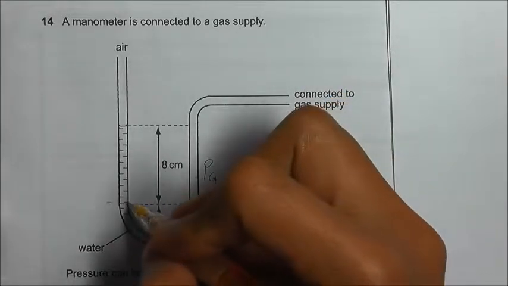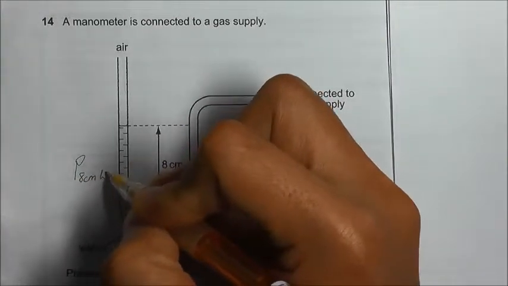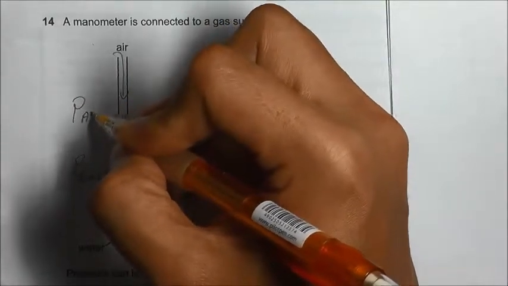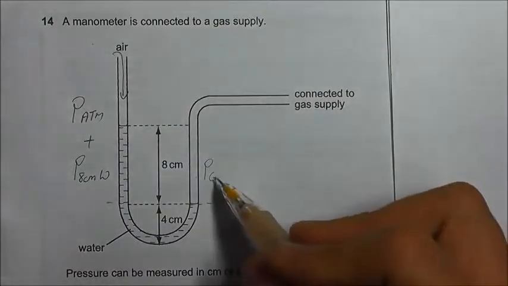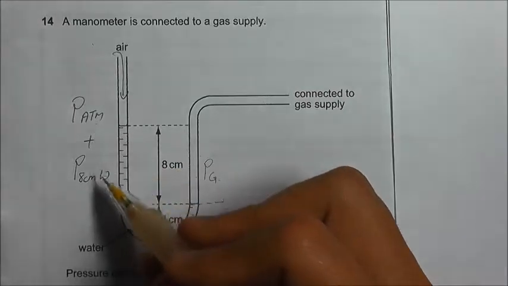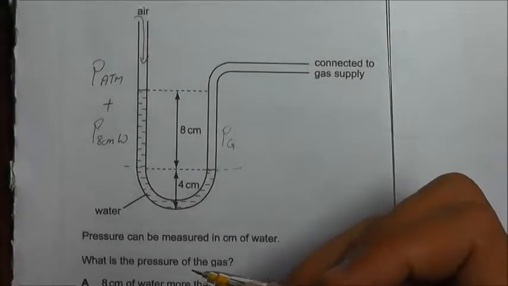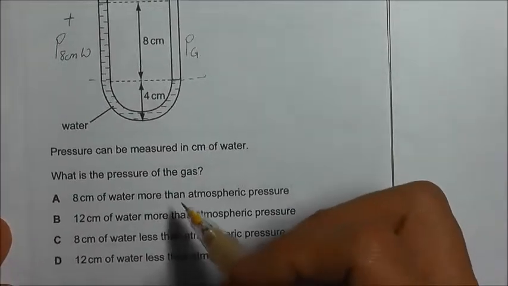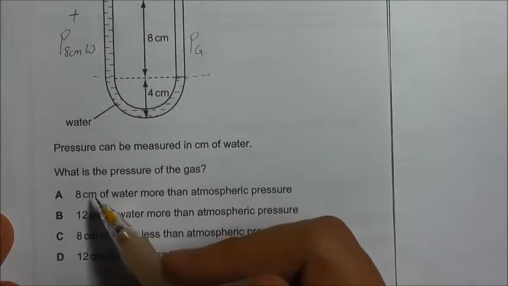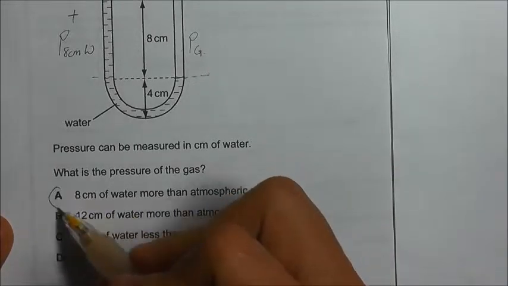And the pressure on the left above the dotted line will be the pressure of 8 cm of water plus the atmospheric pressure. So in short, the pressure of the gas is actually equal to the atmospheric pressure plus the pressure of 8 cm water column. Okay, so now let's look at the options. The pressure of the gas in this case can also be interpreted as 8 cm of water more than the atmospheric pressure. So the answer should be A.